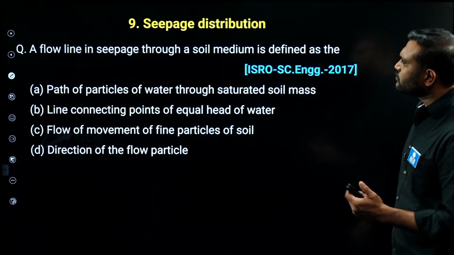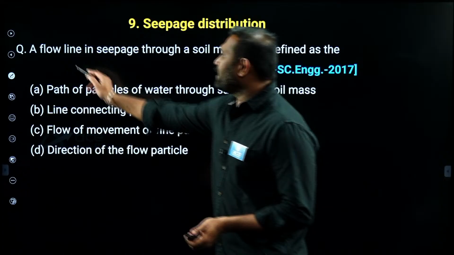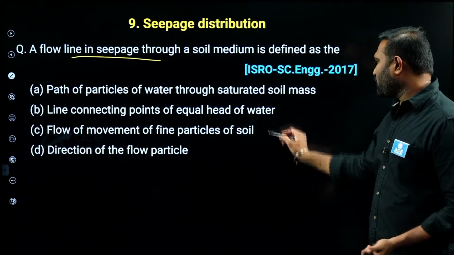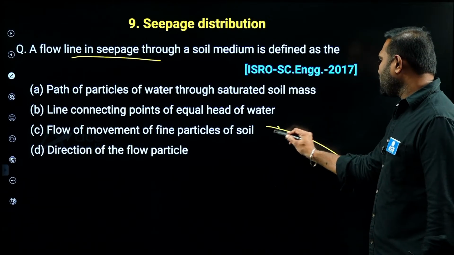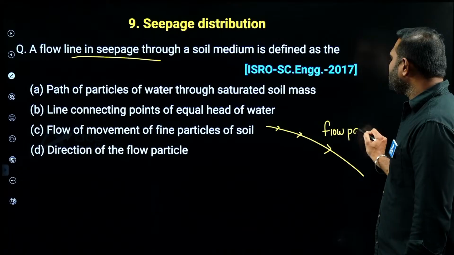Okay. Next, come to the seepage distribution. A flow line. What is a flow line? The line that is drawn along the direction of the flow. So this represents the flow path only, right? Whatever the flow line is, it is nothing but the flow path.